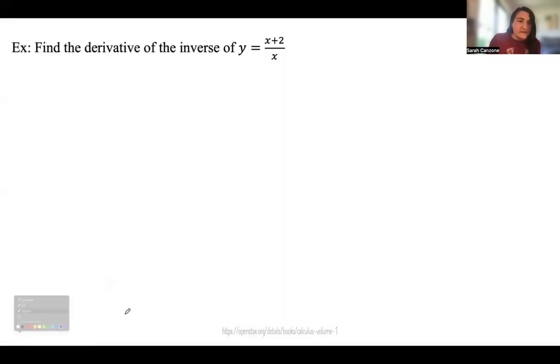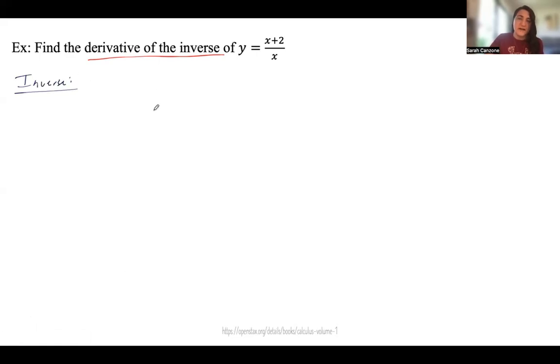All right, so this says find the derivative of the inverse of y equals x plus 2 over x. Because we are looking at the derivative of the inverse, we have to be very careful about the language they give us here. We first need to find the inverse. So let's do that.